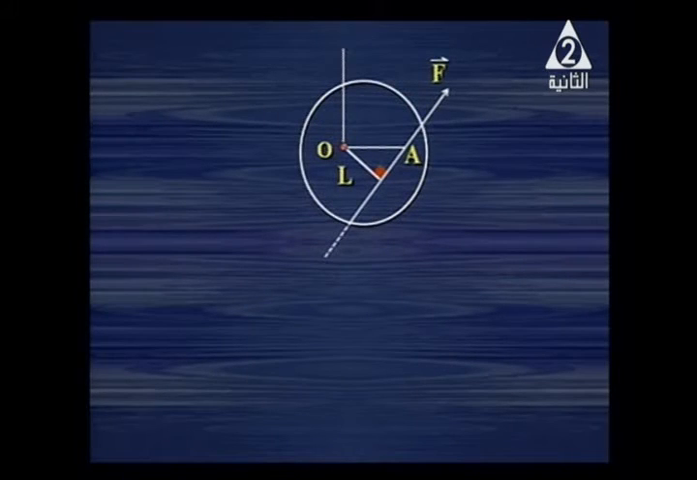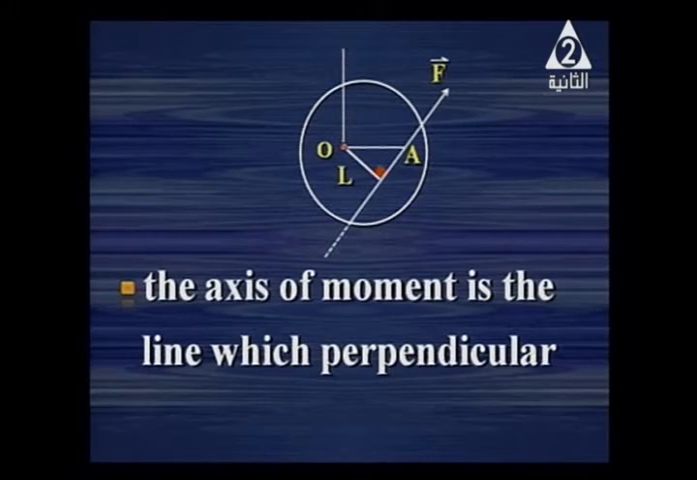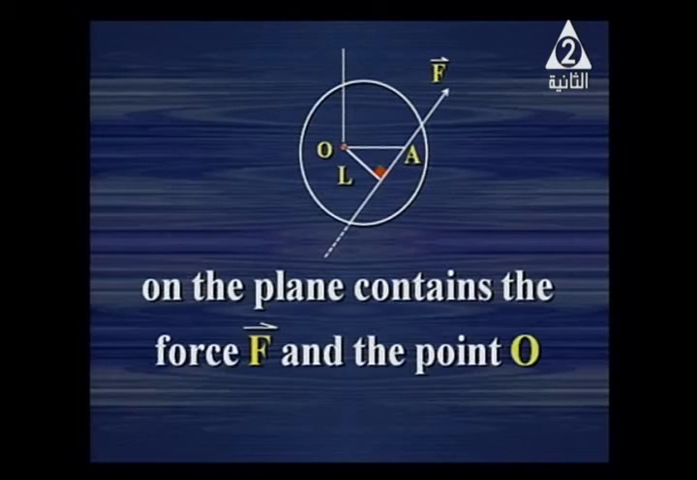If the force passes through point A, L is the shortest distance from the center to the line of action of the force F. The axis of moment is the line which is perpendicular to the plane that contains the force F and the point O. Remember, dear student, L is perpendicular to the line of F. This L is perpendicular to the plane which contains the force F and the point O, or the center of moment.